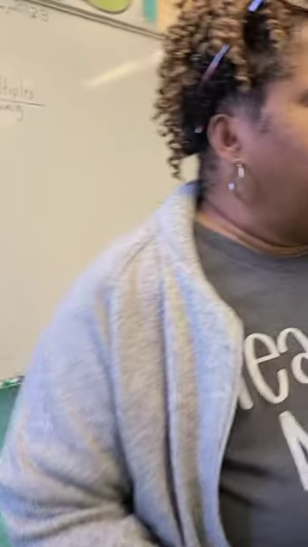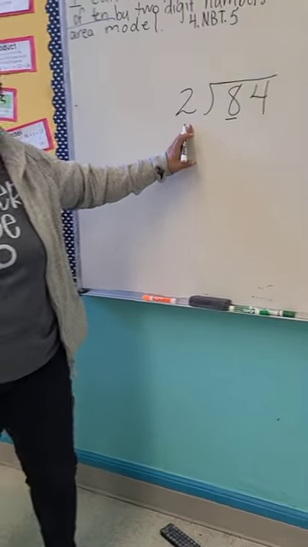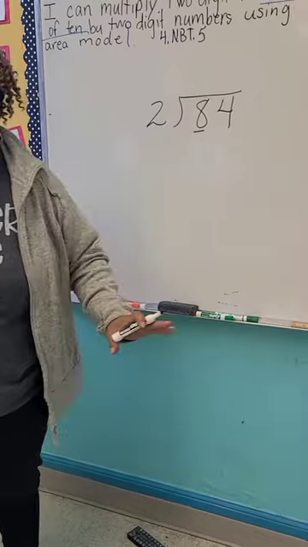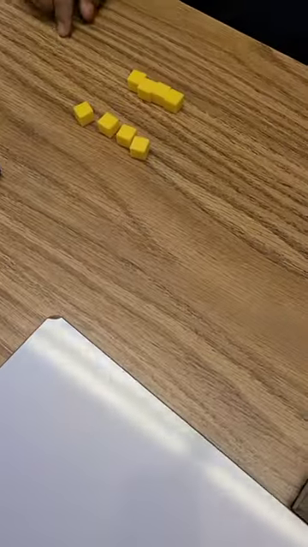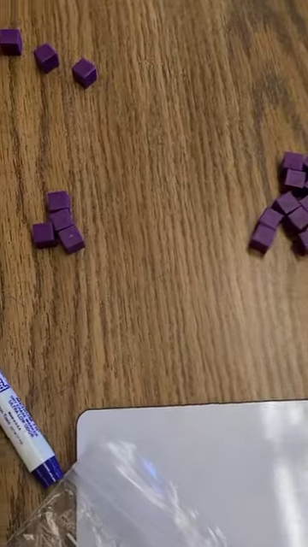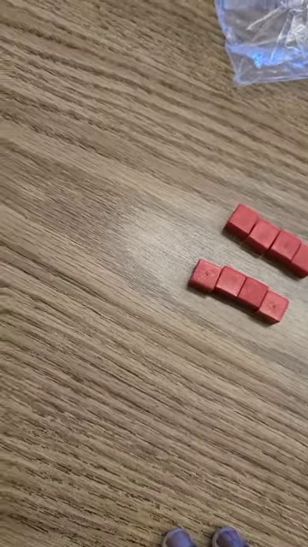We have eight tens. Go ahead and get your eight tens. And we're going to take those eight tens. How many groups are we going to put them in? Two. Take your eight tens and put them into two groups. Do you have your two groups? Show me your two.